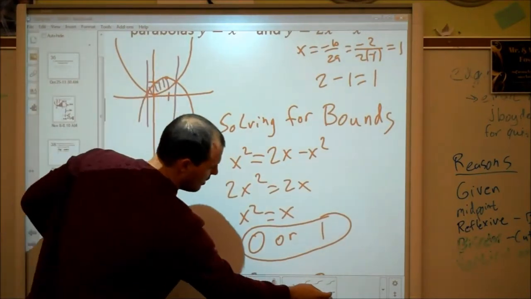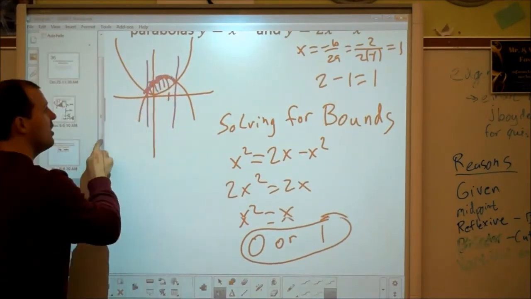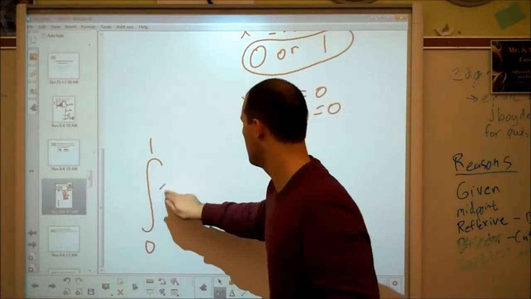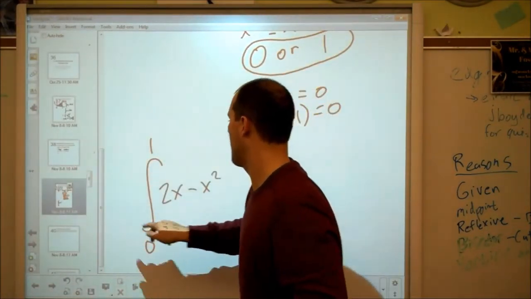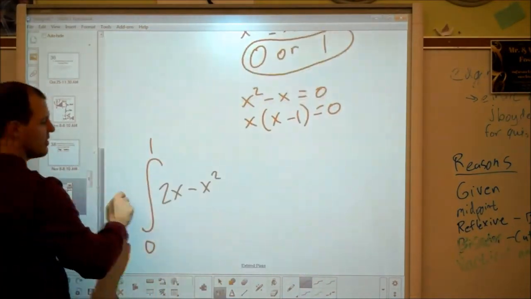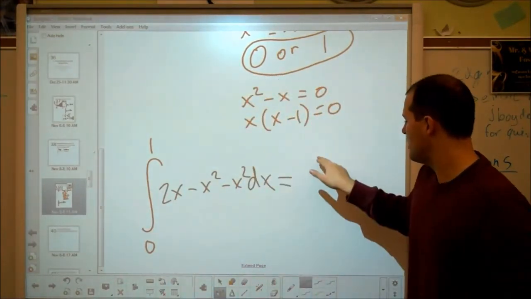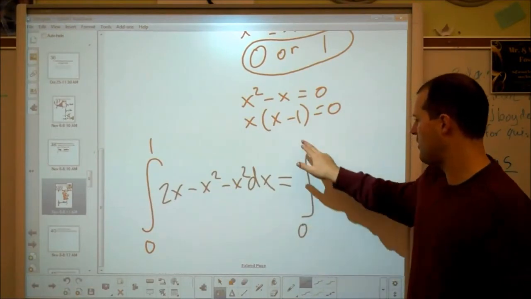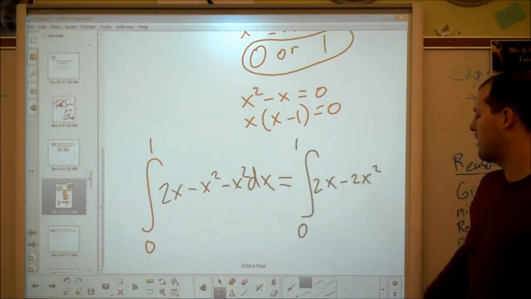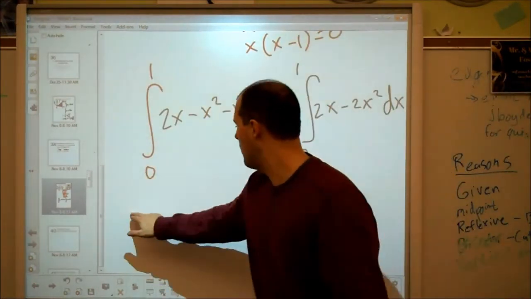And in that region, the top function is the downward facing parabola. So I'm going to grab that 2x minus x squared. And then the other function was x squared, so we're going to go minus x squared dx. Pretty easy to simplify that, so we're going to simplify before we integrate. So I get 2x minus 2x squared. Don't forget the dx. Okay, and let's keep going.